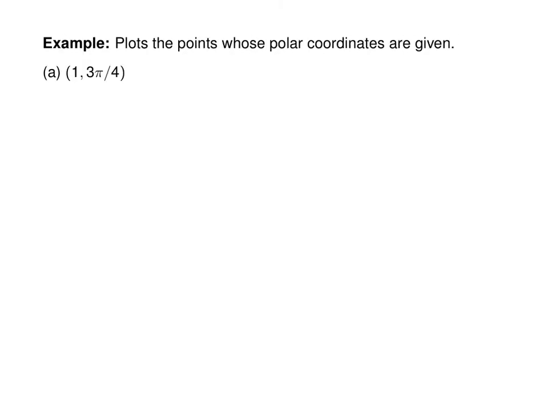So plot these points. So we have our polar axis and our origin O. Now 3 pi quarters is right over here, and this should have a distance of 1, or a length of 1. So there's the point (1, 3 pi over 4).